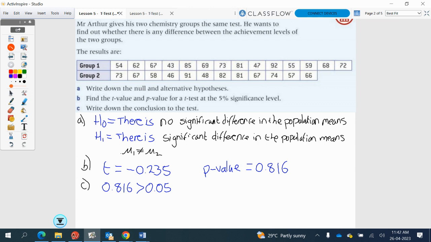Sir, I know my calculator charger, can I quickly go get it? Yeah.